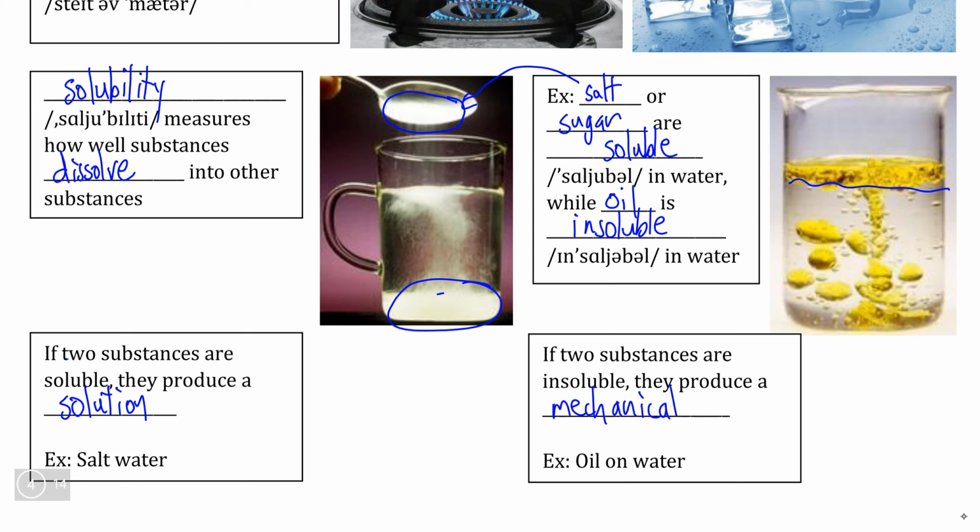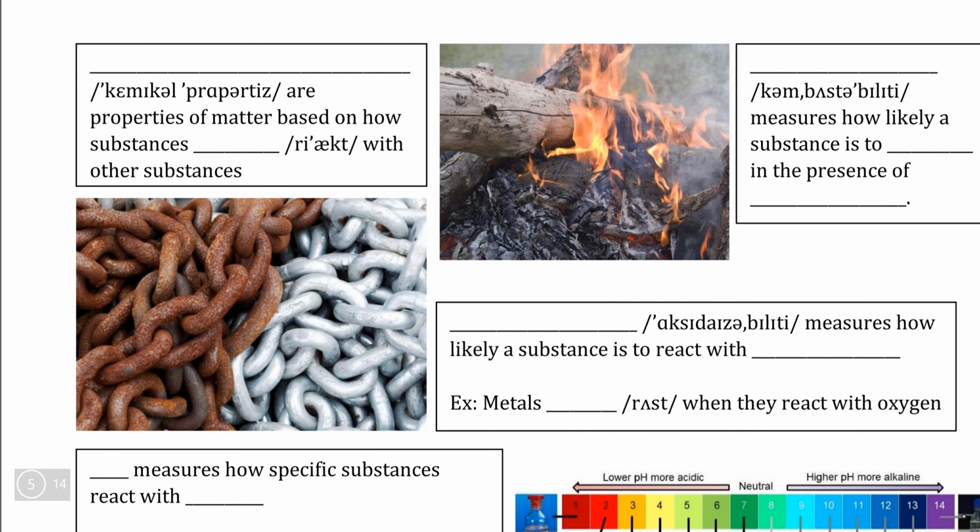So once again, this is an example of a physical property, because even though you're mixing two substances together, the fact that you're mixing salt and sugar and water together doesn't change that you have salt, sugar, and water. We aren't creating something new, and likewise, we aren't changing oil or water by putting them together, hence why these are still physical properties.